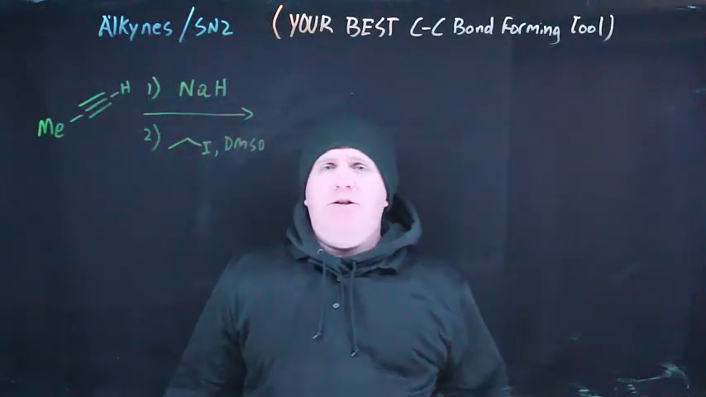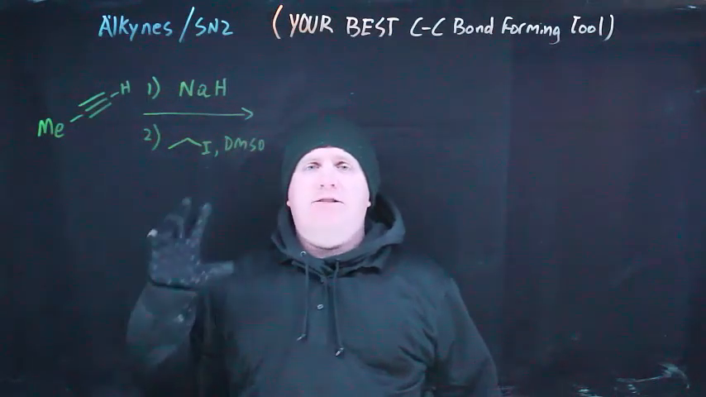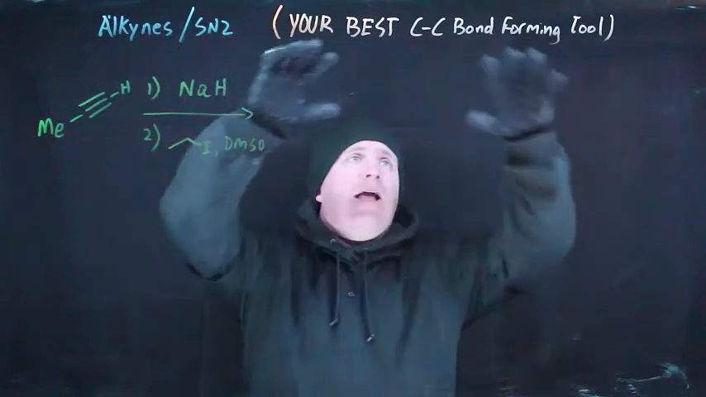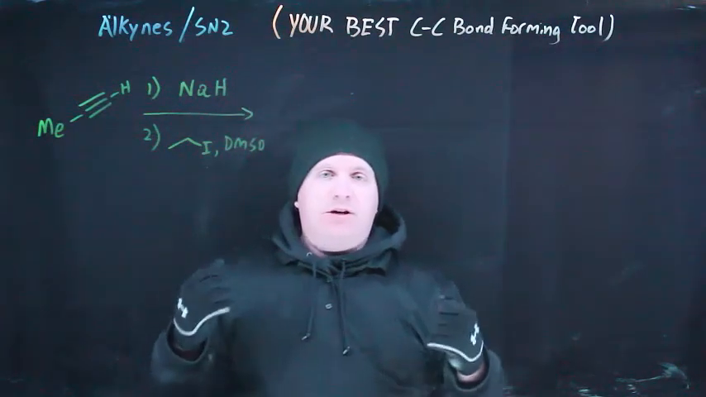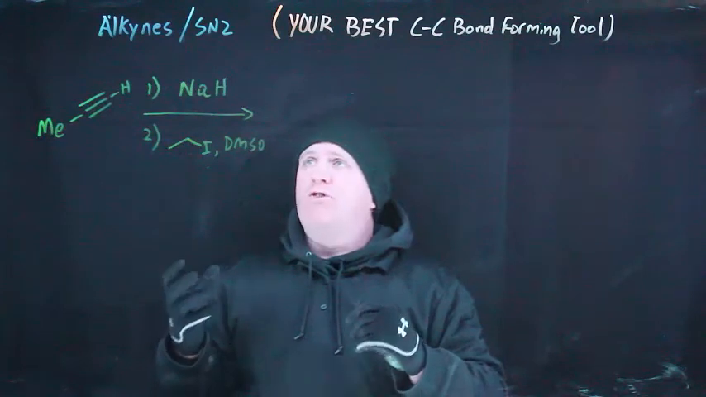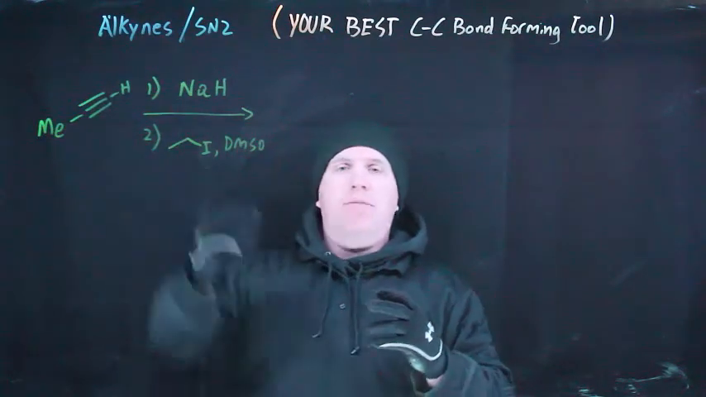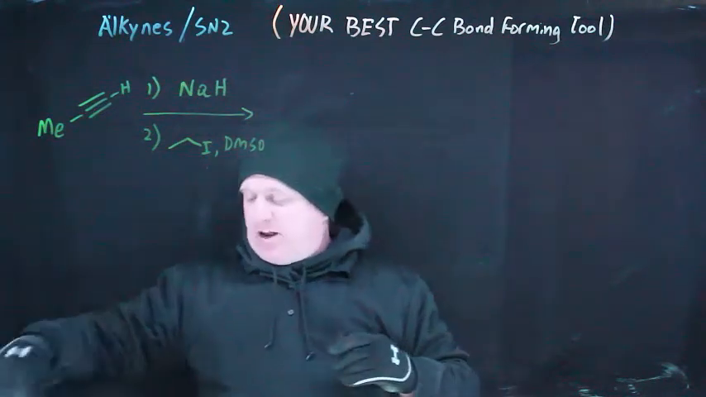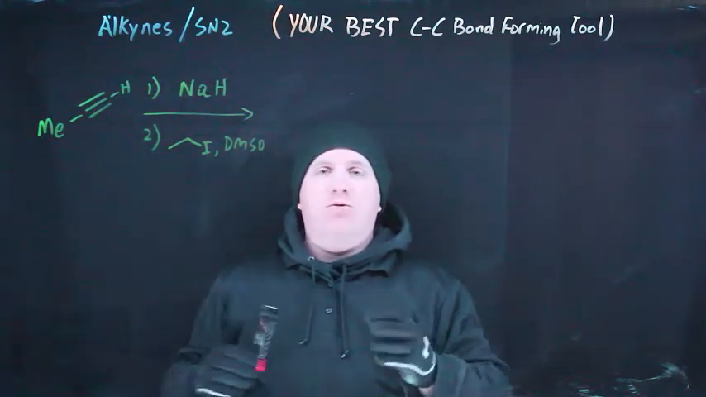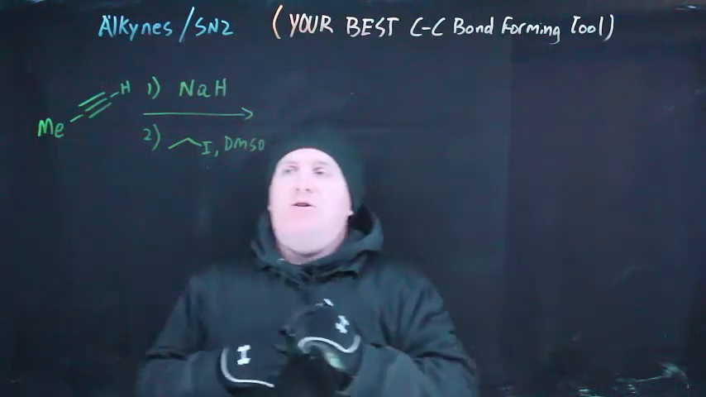Once we start being able to do synthetic problems, then it's going to be really useful for you to have a good carbon-carbon bond forming tool. And at least for the early parts of synthesis, what you really need is alkyne chemistry coupled with SN2. So now that we've shown you SN2 and acid-base reactions, now you're ready to learn the key tool that you're going to use more than any other to build carbon-carbon bonds.